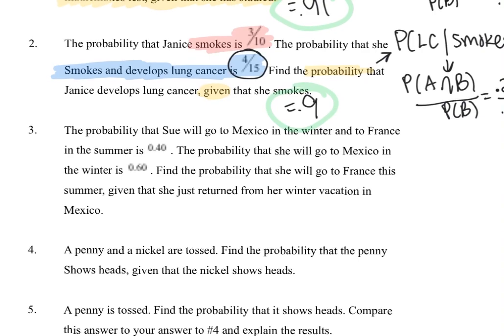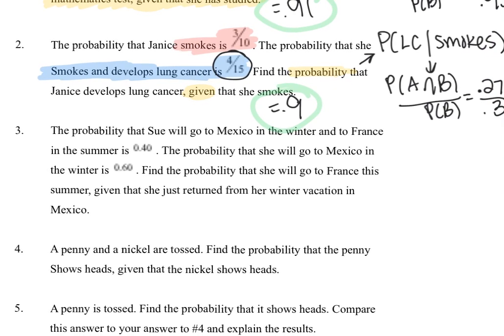All right, the probability that Sue will go to Mexico in the winter and to France in the summer is 0.40. Sorry, it's hard to see. The probability that she will go to Mexico in the winter is 0.60. Find the probability that she will go to France this summer given that she just returned from her winter vacation in Mexico. Okay.